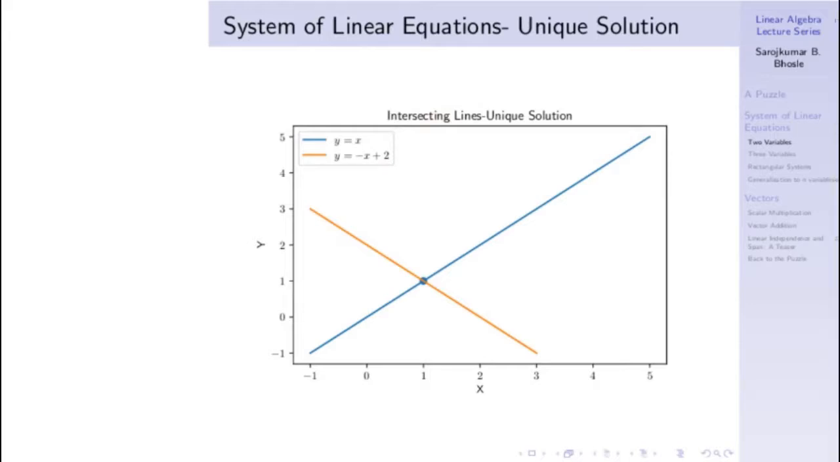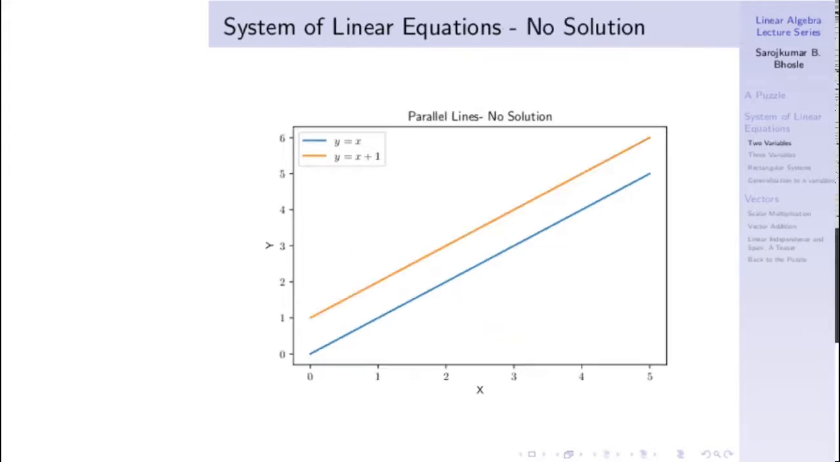Now this is a case of unique solution in two dimensions. There are two lines, one is y equals x, the second is y equals minus x plus 2, and obviously the two lines have different slopes and they intersect in a point, and there is a unique solution. Now coming to the next case, where the lines are parallel.